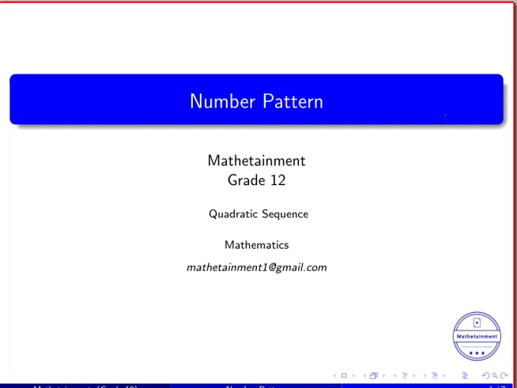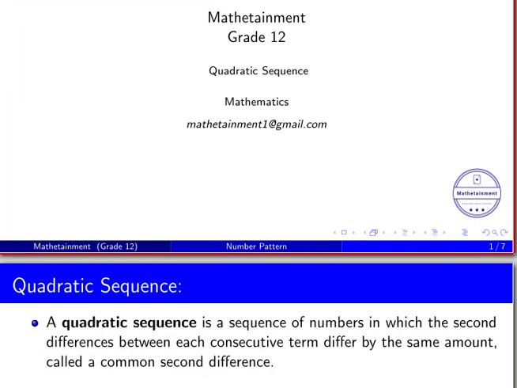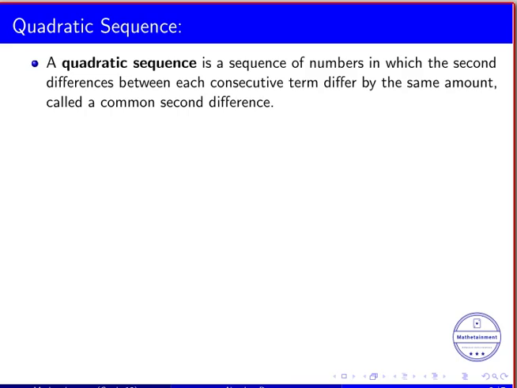We are still continuing with our number pattern for grade 12, but now we'll be doing our quadratic sequence. As you normally know, every time you start a concept, you start by defining it. So what is a quadratic sequence? A quadratic sequence is a sequence of numbers in which the second difference between each consecutive term differs by the same amount, called a common second difference.